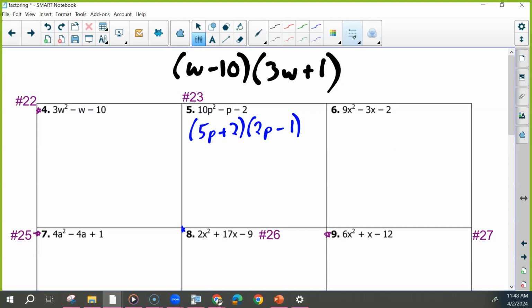Okay. Doesn't have a GCF other than 1. 10 times negative 2 would give us negative 20. Factors of 20: 1 and 20, 2 and 10, 4 and 5. The ones that would add or subtract to get a negative 1 would be negative 5, positive 4.